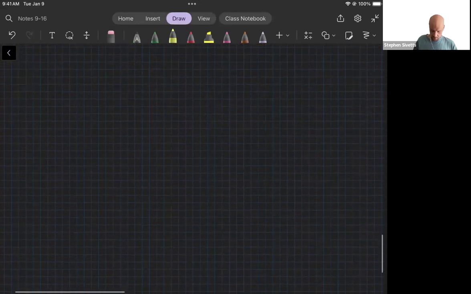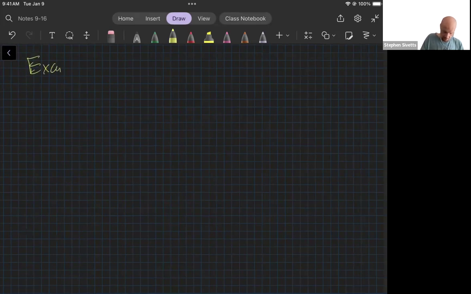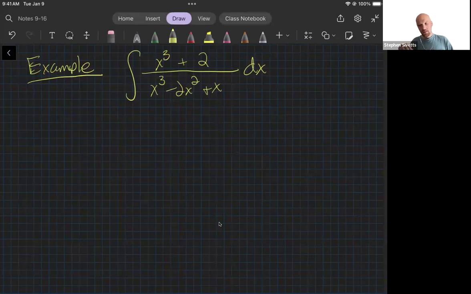Yeah, so one more example I want to go over involves a case where the degree of the numerator is not less than the degree of the denominator. So how about looking at this example? x cubed plus 2 divided by x cubed minus 2x squared plus x dx. Okay. Try to work out this example and see what you come up with. Okay. So we'll be right back.